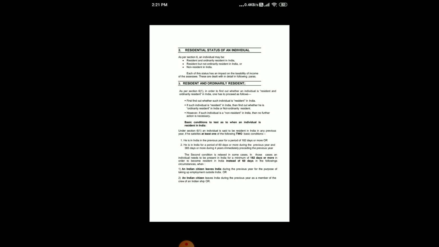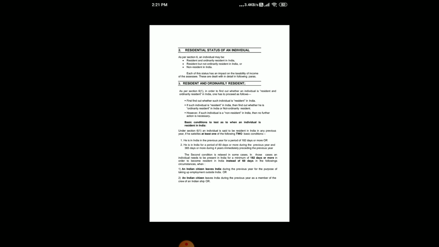So as a general rule, there are two basic conditions. The first is that he should stay in India for 182 days or more in the previous year. And the second basic condition is that he should stay in India for 60 days or more in the previous year, and 365 days or more during the 4 preceding previous years.